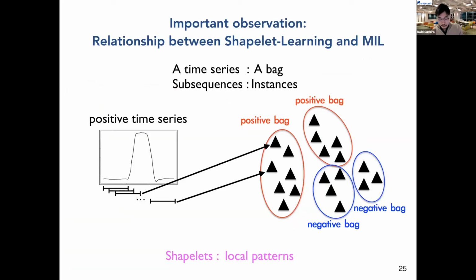And you may already notice that shapelet learning is essentially the same as MIL. That is, time series corresponds to a bag, and subsequences correspond to instances. And shapelets correspond to local patterns. But curiously, the relation between shapelets and MIL has not been discussed yet. This is actually an important observation in this work.